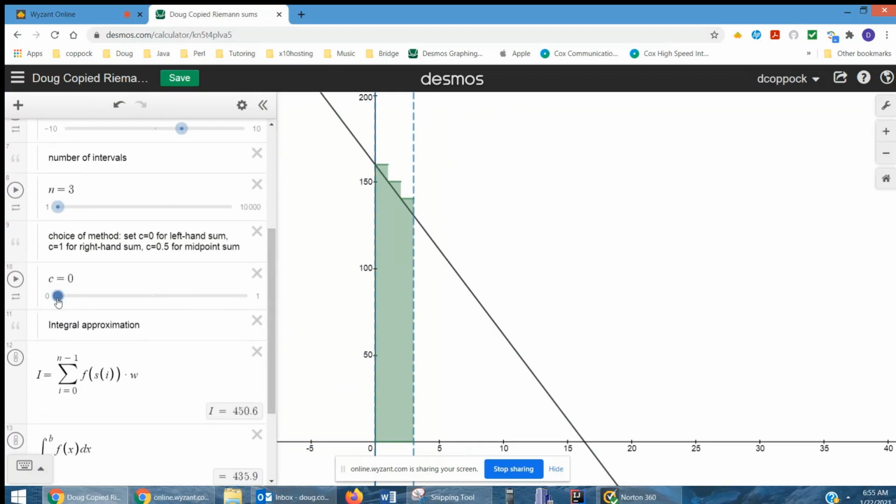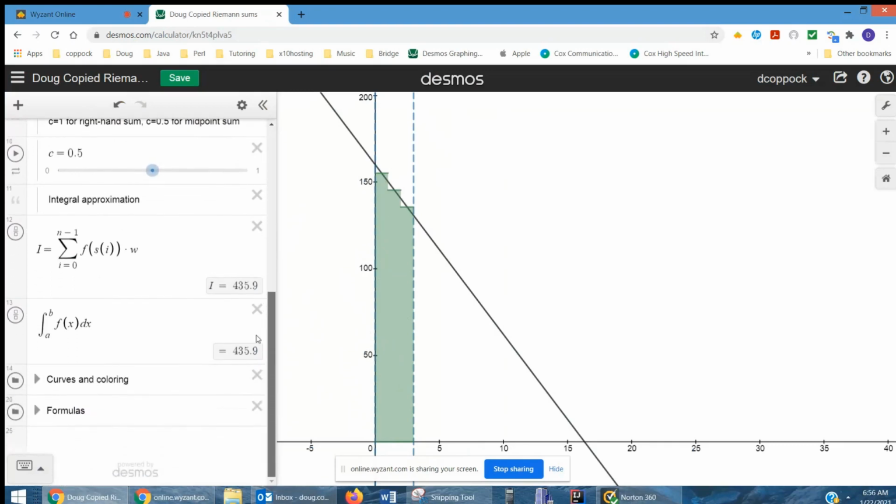And when this c is 0, I'm using left-hand endpoints. See, that's the height of this first rectangle at 0. The height of the second rectangle is using the 1 and the 2. Now, if I go this way and use right-hand endpoints, there's still 3 rectangles. It's just that each one has a width of 1, but the heights are calculated differently. And if I use the midpoint of each subinterval, I'll get a different approximation.